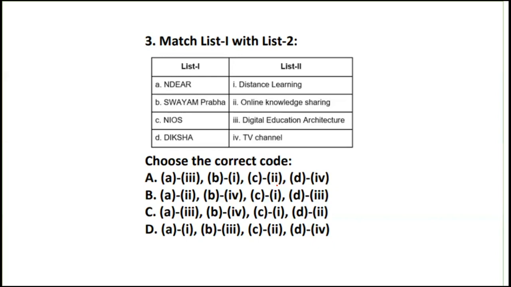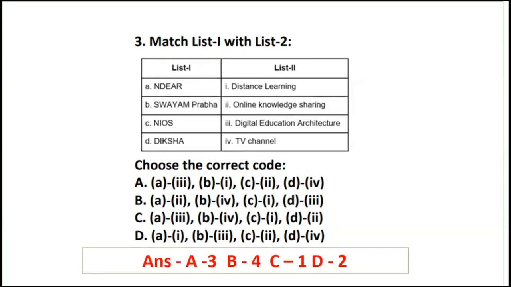Okay, yes. So I hope everyone will be able to come up with the right answer. Yes, let's see what is the right answer. You have got a minute's time in order to match your columns. So yes, we have option number three. That is, A stands for what? A stands for option number three. We have digital educational architecture.